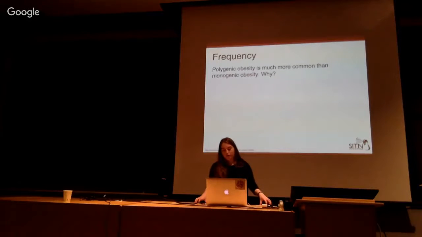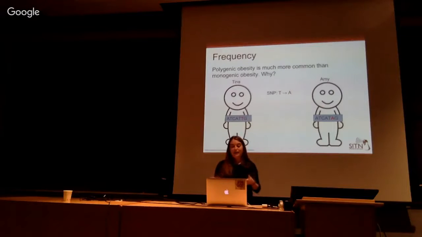Okay, so I just told you that polygenic obesity is much more common than monogenic obesity. But why do you think that is? If we go back to Tina and Amy, and we had this T and we had an A, and we said that that's a T to A SNP, I'm going to give you an additional piece of information. We're now going to step back and look at everyone in the world and say the percentage of people who have a T in this spot is 60%, and the percentage of people who have an A in this spot is 40%.